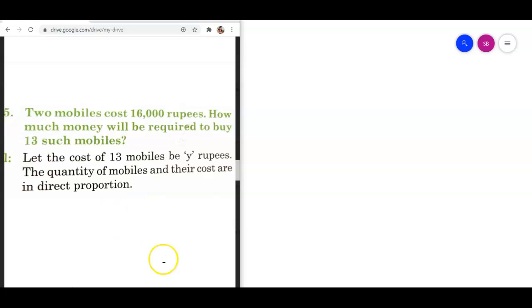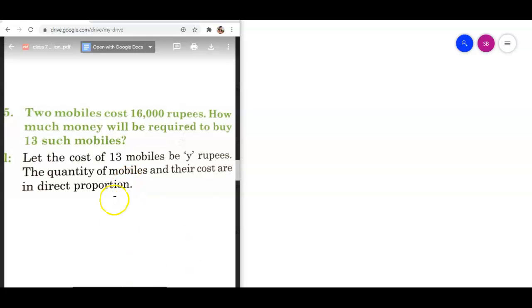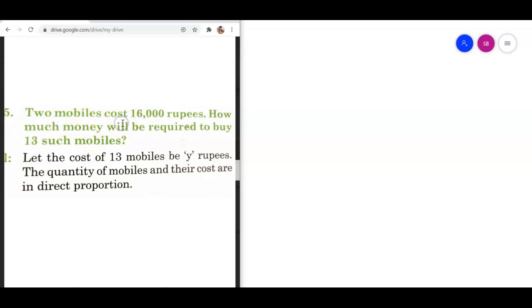So now the fifth question that you can see is, 2 mobiles cost 16,000 rupees. How much money will be required to buy 13 such mobiles? Now the cost of 2 mobiles is given. So one is the number of mobiles, the quantity, and the other one is the cost. Right? So two things are given to us.